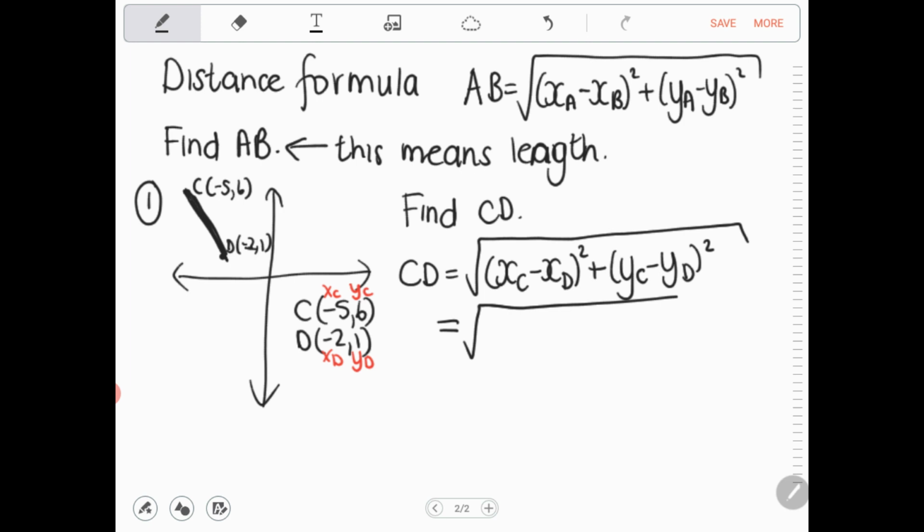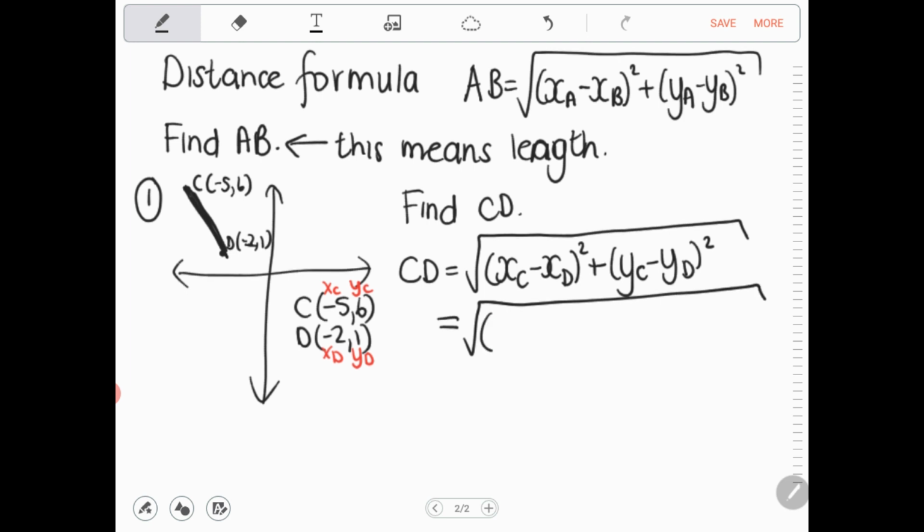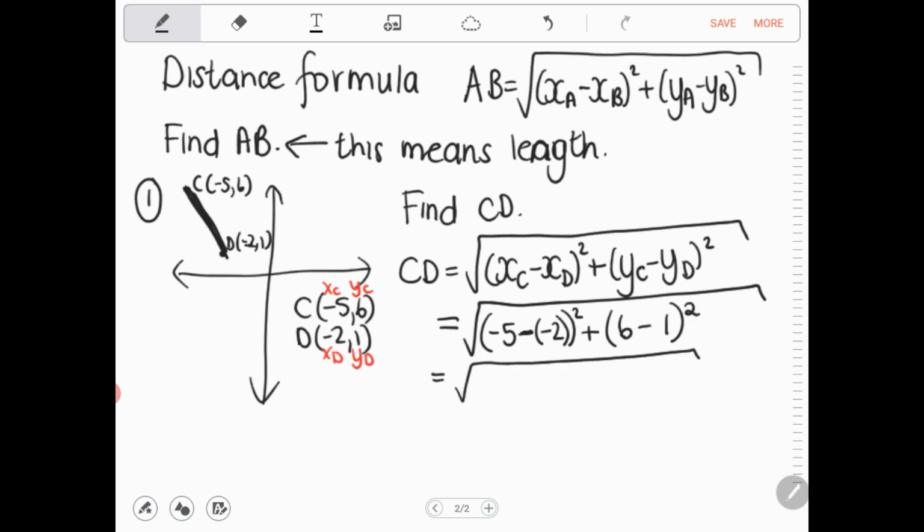Okay, square root. All right, x at C is negative 5. X at D is negative 2. So be careful here. We've got to write minus negative 2 squared. Don't forget to substitute in a bracket like that so that we can make sure that we don't mess up our signs. Y at C is a 6. Y at D is a 1. And we've got to square that. All right, so you can put this whole thing in your calculator if you wanted to. I would prefer you not to.